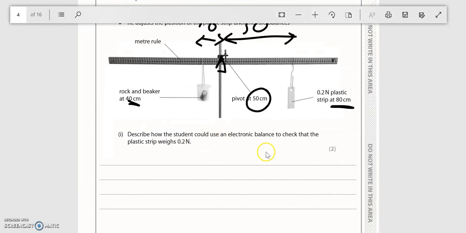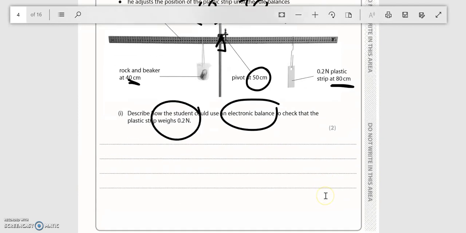So describe how the student can use an electronic balance to check that the plastic strip weighs 0.2 newtons. Now, you might think, why is that worth 2 marks? And it's because an electronic balance doesn't measure weight, it measures mass. And mass is in kilograms. So the first mark is for realising that. So it's a little bit of a trick question.